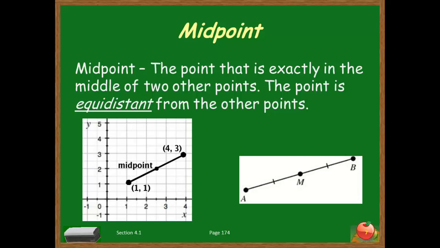Midpoint. The makeup of the word midpoint: mid is for middle. Point refers to the end points, the point that is exactly in the middle of two other points. The point is equidistant from the other points. Equidistant means equal distance.